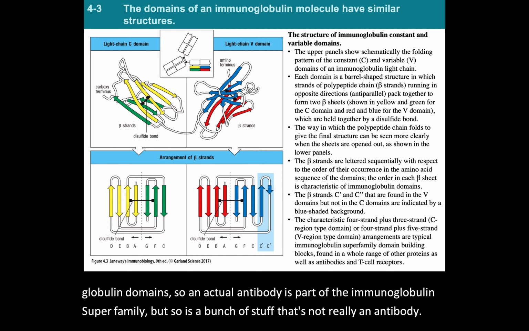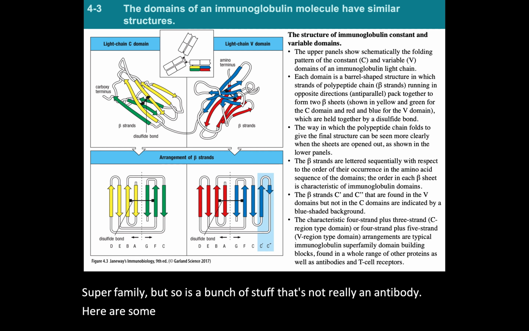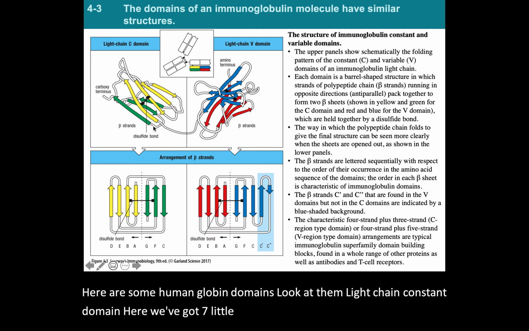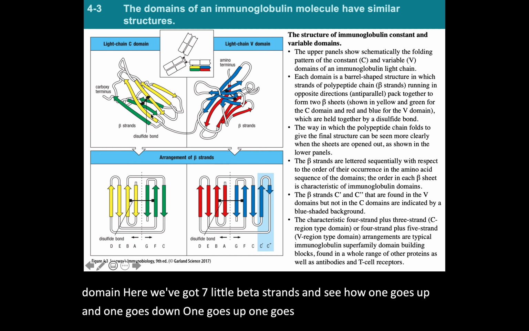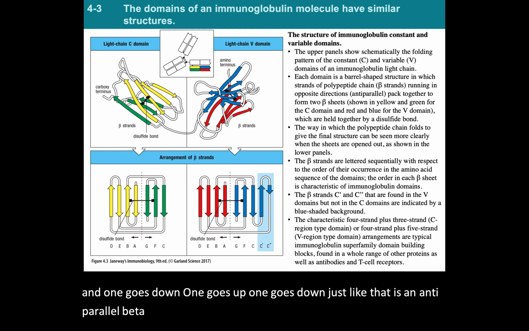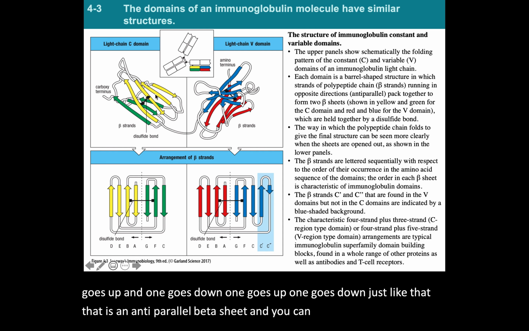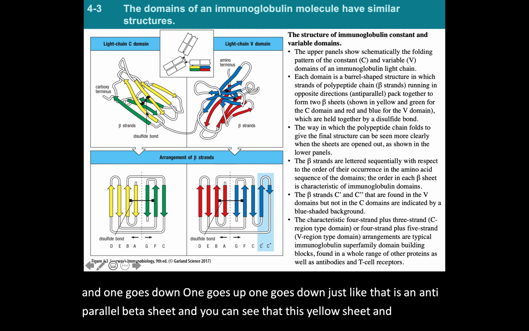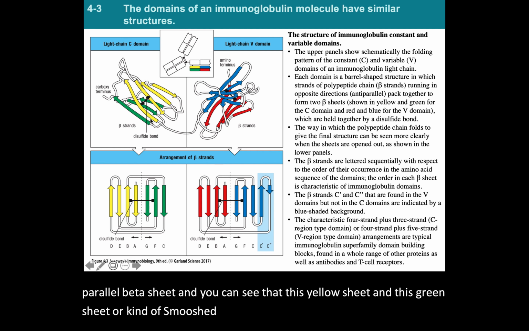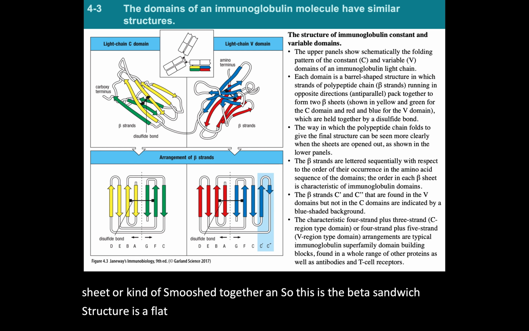Okay, here are some immunoglobulin-like domains. Look at them. So light chain constant domain, here we've got 7 little beta strands, and see how one goes up, one goes down, one goes up, one goes down, just like that. That is an anti-parallel beta sheet. And you can see that this yellow sheet and this green sheet are kind of smushed together. And so this is the beta sandwich structure. It's like a flattened beta barrel, if you like.